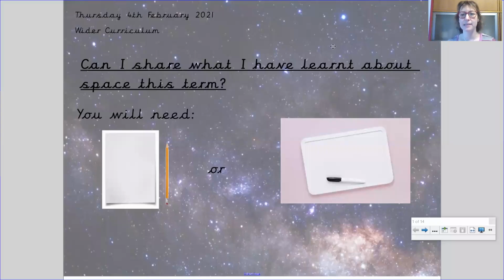Now for today's lesson. We're going to look at what we've remembered about what we've learned this half term. You're going to need a piece of paper and a pencil or a whiteboard. What I'd really like is for you to not have an adult with you for this lesson. I'd like you to try and do this by yourself so you can see what you can remember, please.